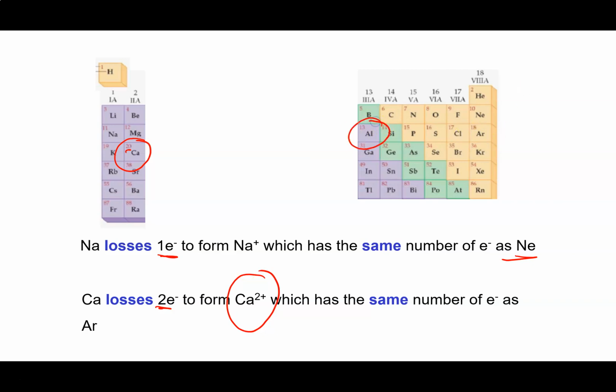Here's aluminum here. 13 electrons. Which one is the nearest noble gas? The nearest noble gas is neon. So what's going to happen is aluminum will lose 3 electrons, leaving it with a 3+ charge. Pretty simple idea.